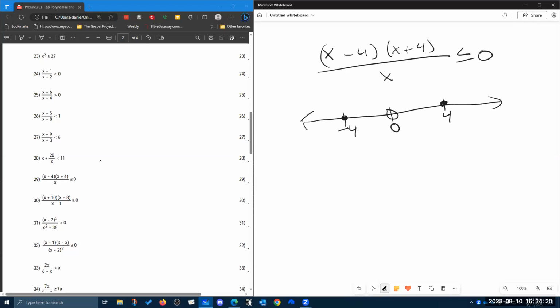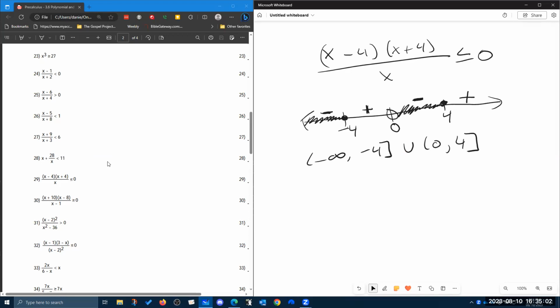Now I'm going to pick a number that's larger than 4, which is going to make all my factors positive. Then I'm going to cross over this boundary, and because it's an odd multiplicity, it will change sign. And cross over this boundary, and because it's an odd multiplicity, it's going to change sign. I'm going to cross over this boundary, and because it's an odd multiplicity, it's going to change sign. I want the things that are less than or equal to 0. So that's going to be negative infinity to negative 4 included, union 0 to 4. 0 is not included, 4 is included.